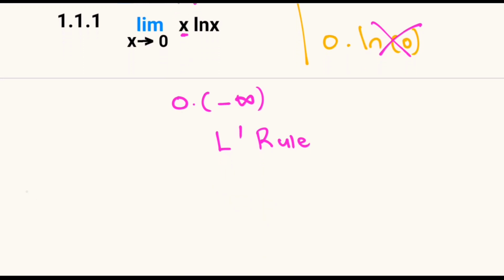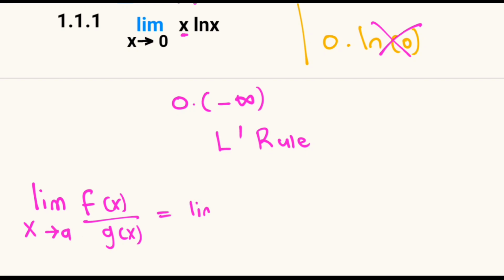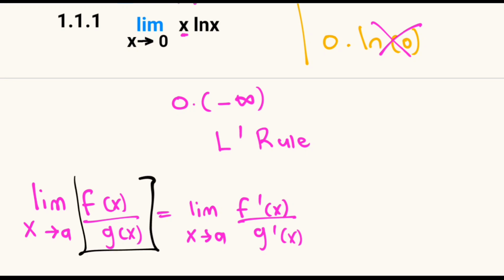L'Hopital's rule states that if you have the limit of f of x divided by g of x as x approaches a, this will be equal to the limit of the derivative of f of x divided by the derivative of g of x as x approaches a. In order for us to apply L'Hopital's rule, we apply it to a quotient of functions, a fraction of functions. And what we have here is a product of functions.